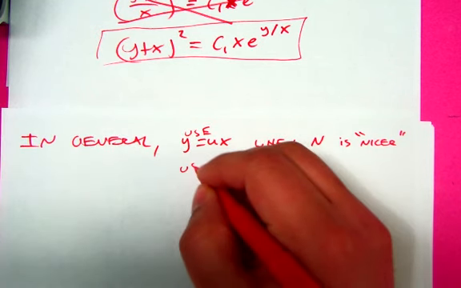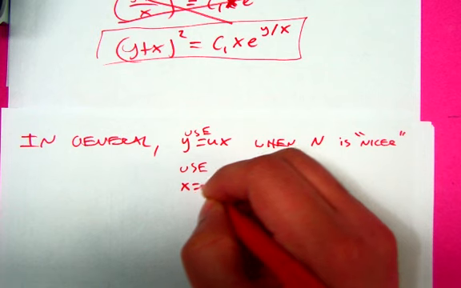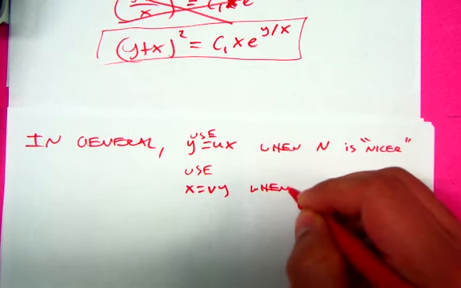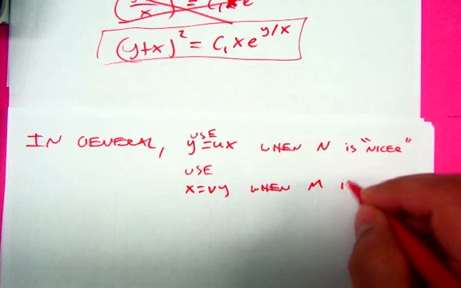And I would say to use x equals vy when it's the first one, m, that's nicer.